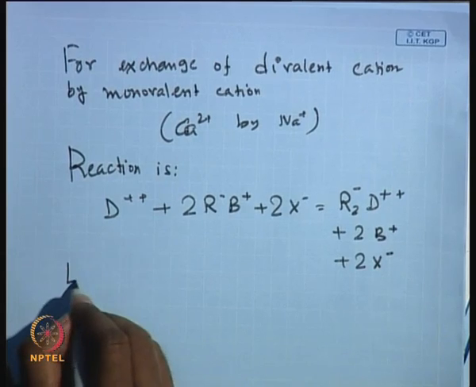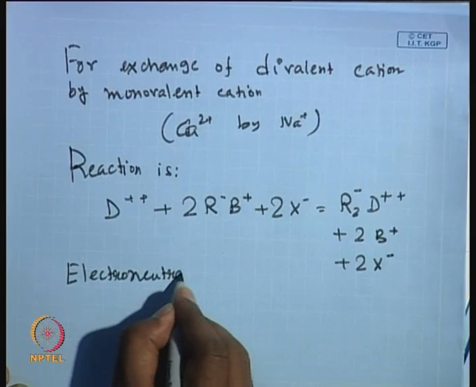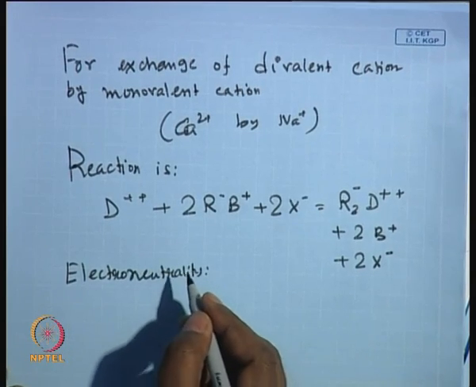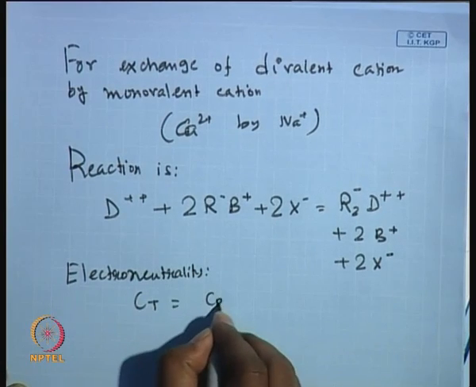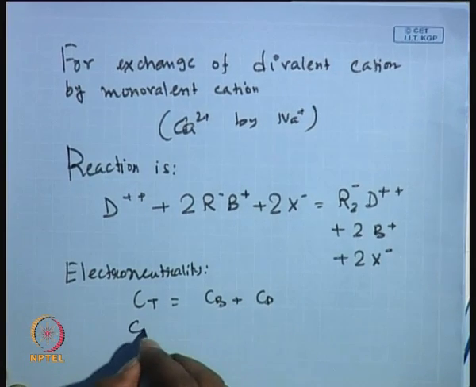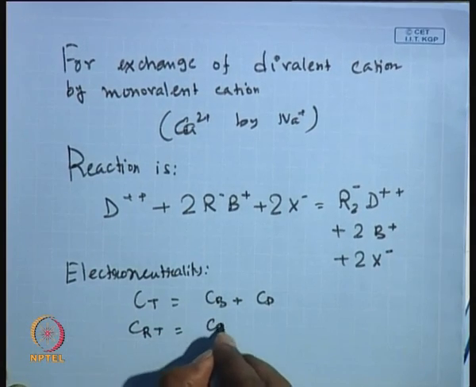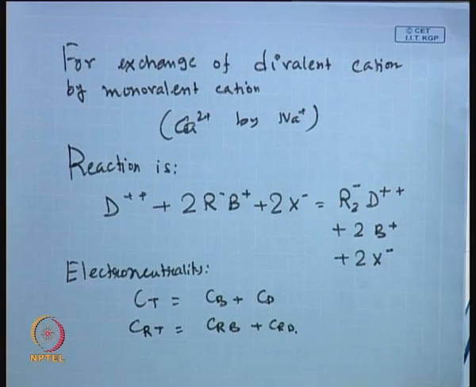Now, electroneutrality conditions will be maintained both in the solution phase as well as in the resin phase. So, C T is equal to C B plus C D in the liquid phase, and in the resin phase it will be C R B plus C R D. Okay. So, once the concentrations of different species are known, then you can find out the mole fraction of various species.